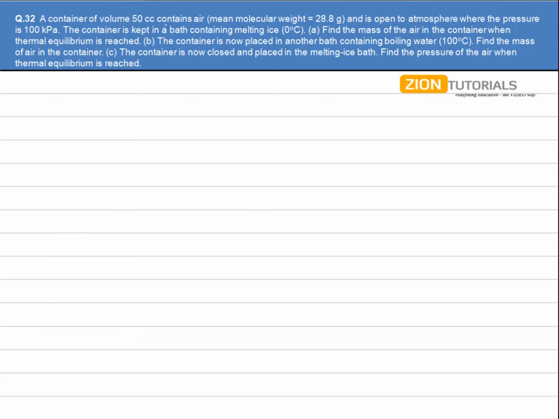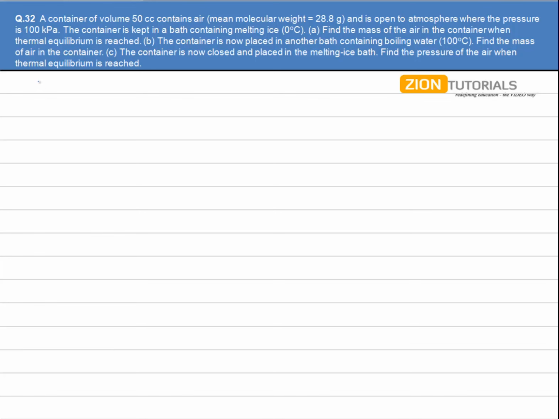A container of volume 50 cc contains air. The mean molecular mass is given, and it is open to an atmosphere where the pressure is 100 kilopascals. The container is kept in a bath containing melting ice. Find the mass of the air in the container when thermal equilibrium is reached.